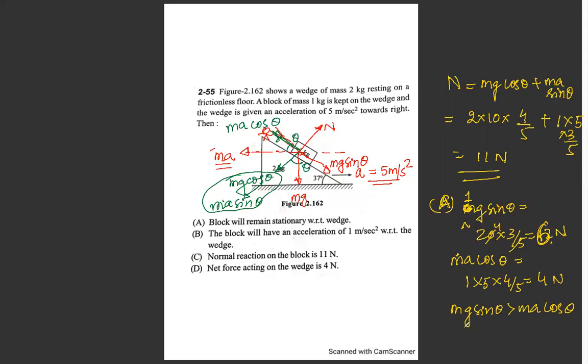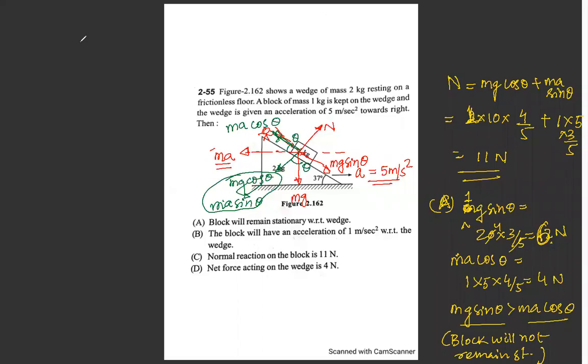So the first thing that we find here is, this is 1 and this is also 1. So mg sin theta is greater than ma cos theta, so the block will not remain stationary. So this is our first option.